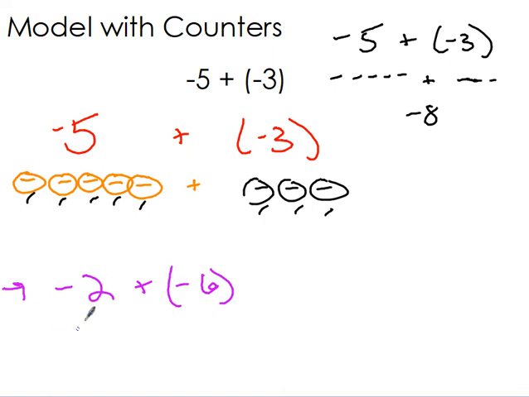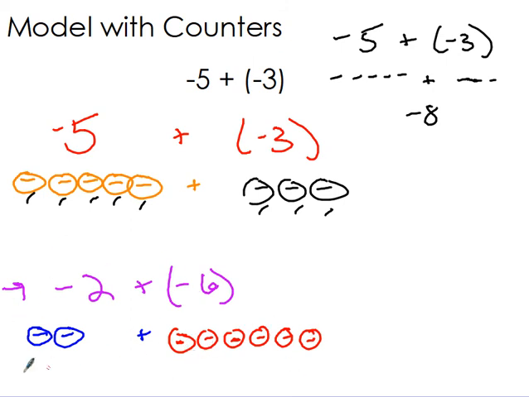Okay, so hopefully you've already finished it, but here's how we would do it. I'm going to model -2, and I'm going to combine that with -6 because it's saying to add these together. So I'm just going to figure out my 2 negative counters here. So I have 2 negatives, and I'm combining that with 6 negatives. So that's 1, 2, 3, 4, 5, 6 negatives.